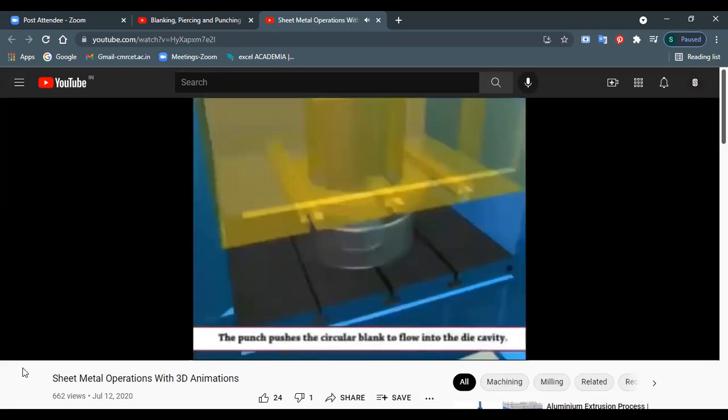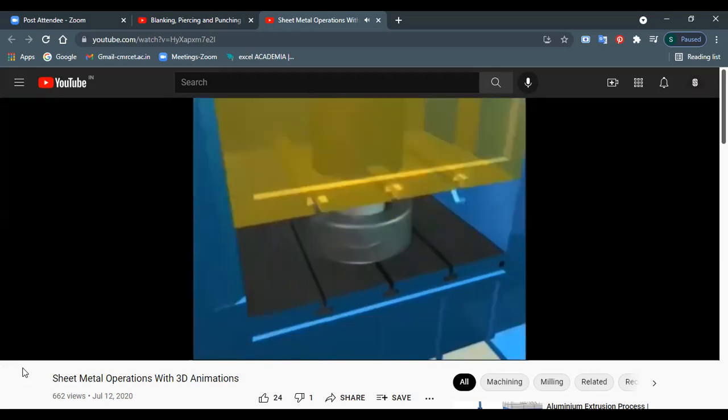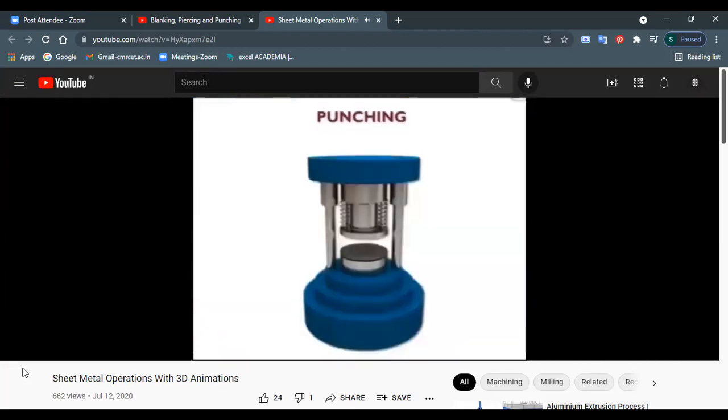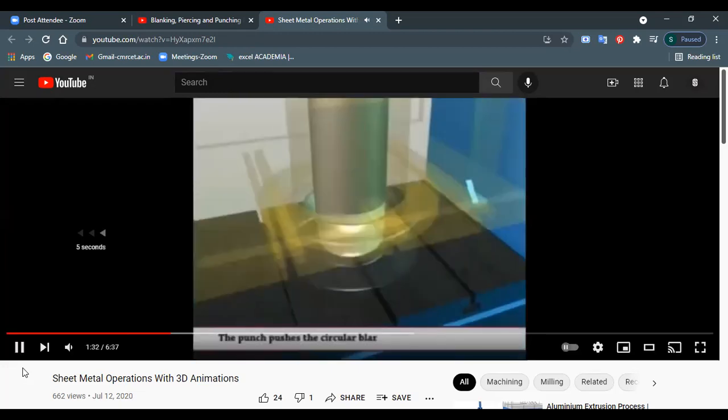The punch is coming down, and therefore, as I was talking about, it takes the shape of the die, right? It pushes the circular blank to flow into the die cavity. This is how utensils are also made, right? It closely resembles the household utensils we have. We have formation of this shallow cup shape. If you observe, it tries to push that sheet into the die, right?